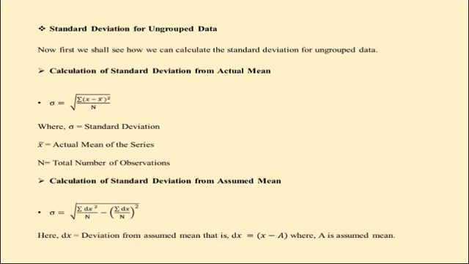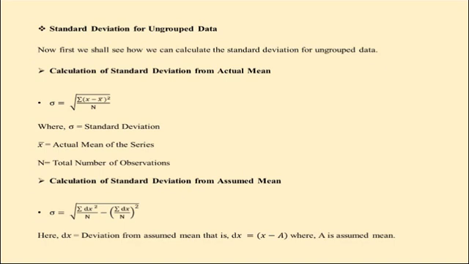The formula for calculating standard deviation from actual mean of ungrouped data is sigma equals under root summation (x minus x bar) raised to power 2 divided by n, where sigma is standard deviation, x bar is the actual mean of the series, and n is the total number of observations.